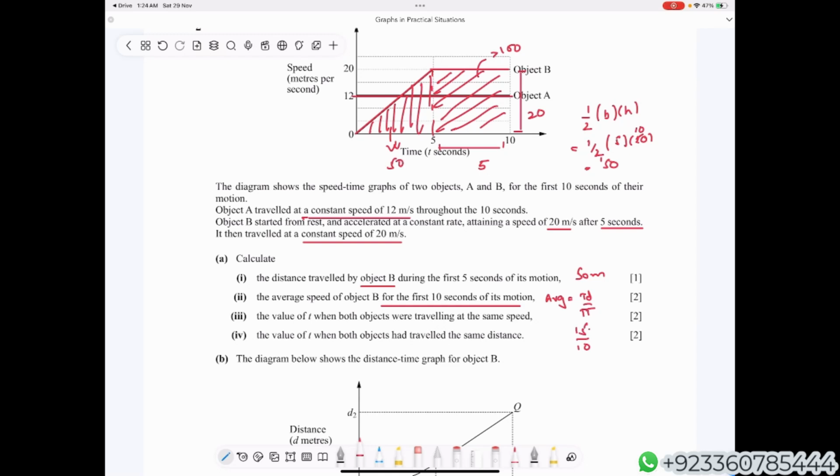So the total distance is going to be 150. 150 over 10 is 15. So the average speed is going to be 15 meters per second. I hope this is clear.